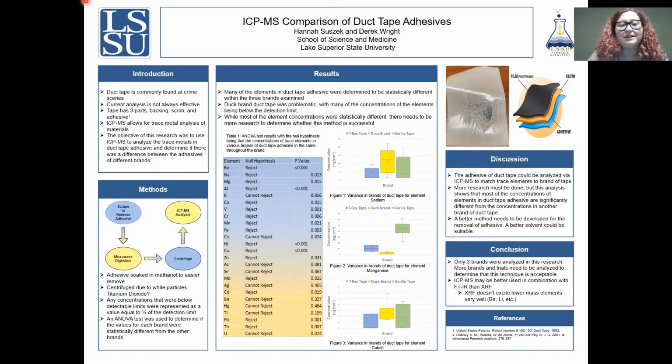So the ICP-MS allows for trace metal analysis of materials, and it has a higher sensitivity than XRF. The objective of this research was to use ICP-MS alone to analyze the trace metals in duct tape adhesive and determine if there was a difference between the adhesives of different brands.